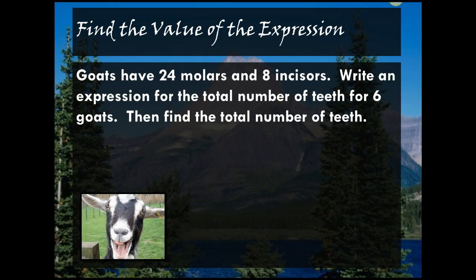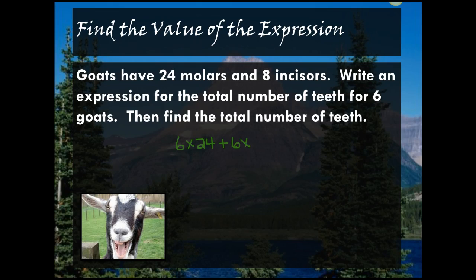Goats have 24 molars and 8 incisors. These, of course, are teeth. Write an expression for the total number of teeth for 6 goats. Then find the total number of teeth. There are a couple different ways to write this expression. One is to multiply the number of goats times each type of teeth. This would mean we have 6 times 24 plus 6 times 8.